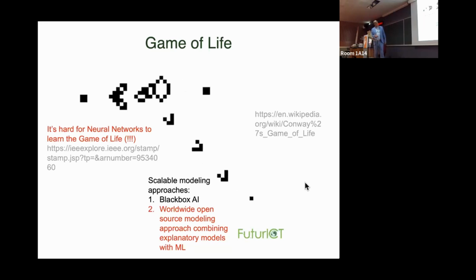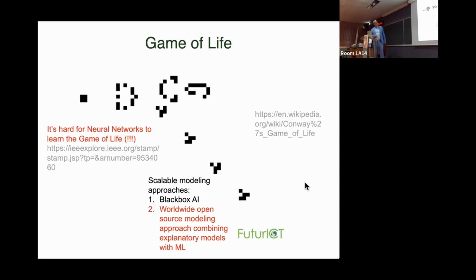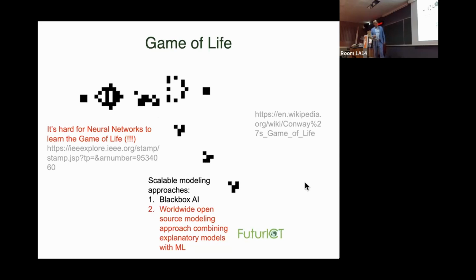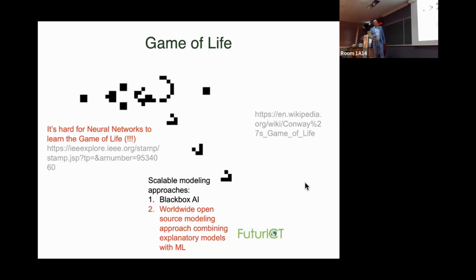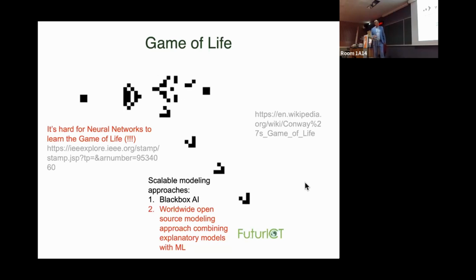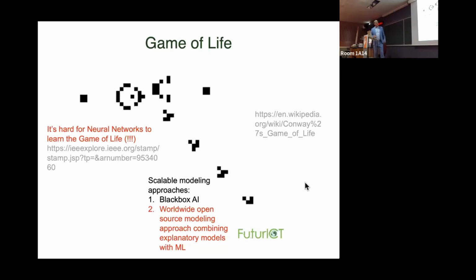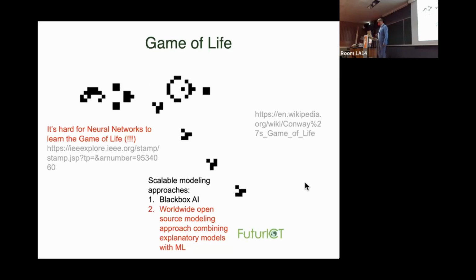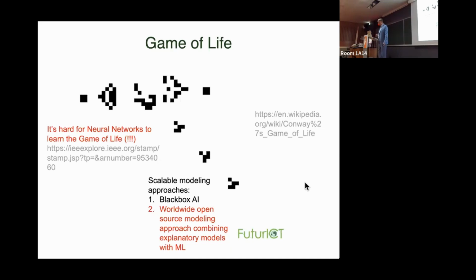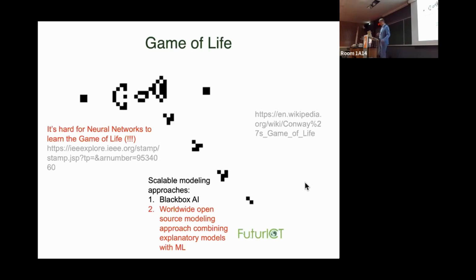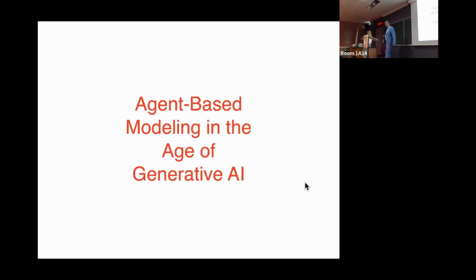And so besides the black box AI approach, there's another scalable modeling approach that the Future ICT project that was mentioned before was willing to take. That was basically worldwide open source modeling combined with explanatory models and machine learning, right? So explanatory models, I think, is important.